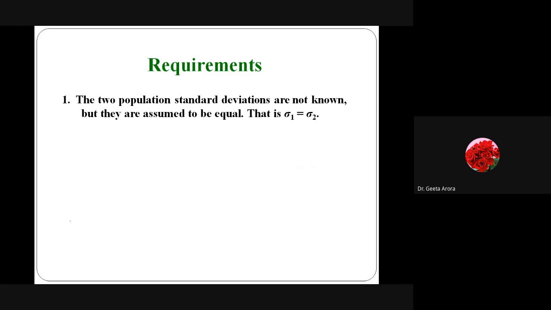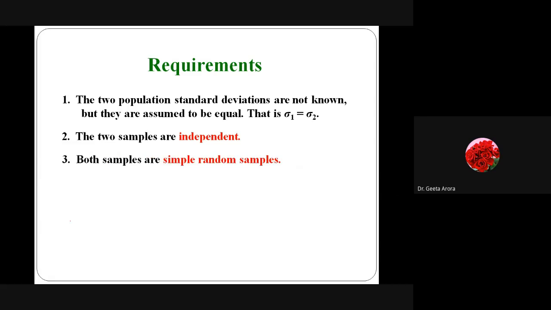Now what are the requirements for the t-test for two means? The two population standard deviations, sigma 1 and sigma 2, are not known, but they are assumed to be equal. Means whatever populations we are working with, their standard deviations are equal, which is an assumption. Correct? Obviously, the most important one is that the two samples are independent, they are not affecting each other. Both samples are simple random samples. Till now we have gone through only simple random sampling, and the two sample sizes are both small, because the t-test is only applicable when the sample size is small. Correct?